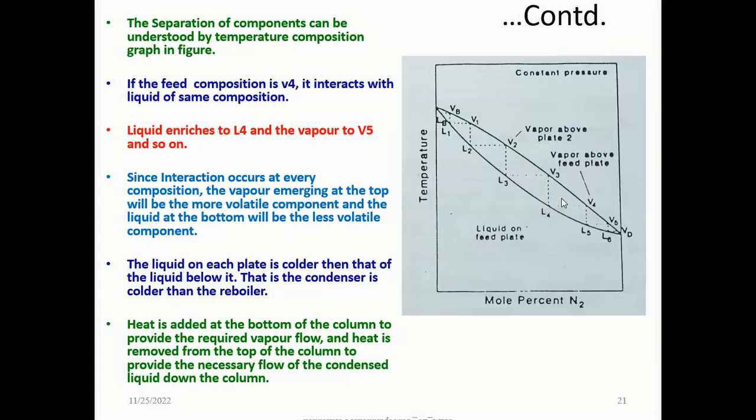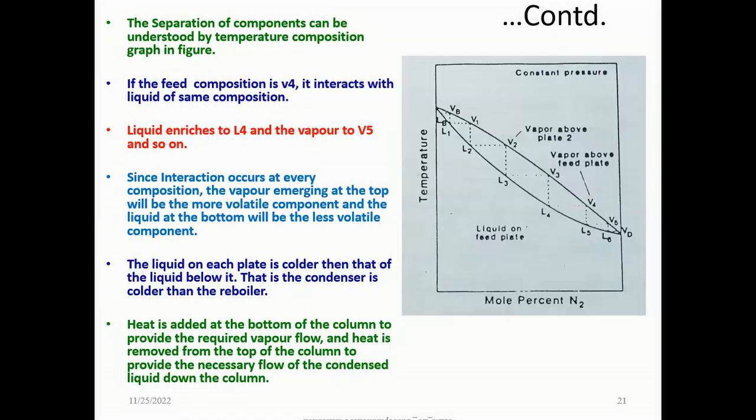So L4 becomes L3, L3 becomes L2, L2 becomes L1, and then L0 and so on. So the liquid composition enriches the high boiling component. On the other hand, the vapor composition enriches gradually towards the low boiling component. Okay. So the interaction occurring at every composition, the vapor emerging at the top will be the more volatile component. The liquid at the bottom will be the less volatile component, in other words, less boiling.